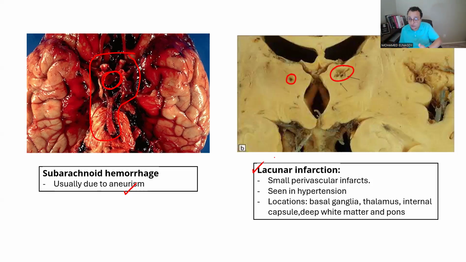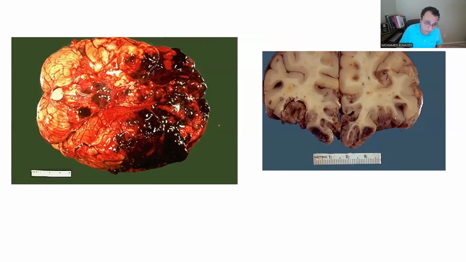When you take a section of the brain like this, you see here is the third ventricle, here are the lateral ventricles, and this tissue here is the basal ganglia. That's the basal ganglia, including the caudate, putamen, internal capsule. So it's usually located in this area. It's located in the basal ganglia, the thalamus, the area surrounding the third ventricle. Okay, that's the lacunar infarct. So make sure you identify lacunar infarct. This is very important. Look at this.